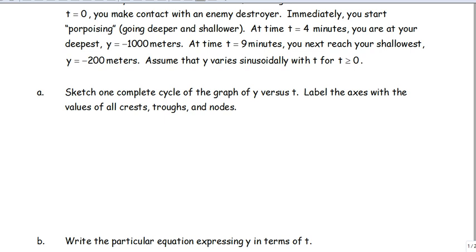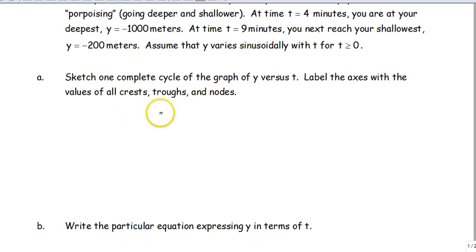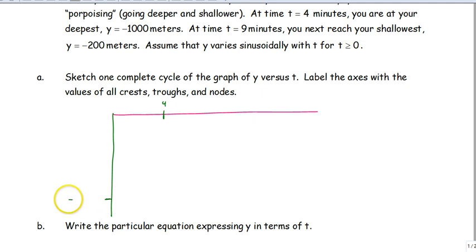Now here is where the key points come into play. At t equals 4 minutes, you are at your deepest at negative 1,000 meters, which is 1,000 meters below the surface. So I'm going to sketch a graph here, and I'm going to say I'm at 4, and I'm at negative 1,000 meters. So I know I'm there for my minimum. At time equals 9, you next reach your shallowest at negative 200. So that's the highest point that we're going to be getting on this problem.